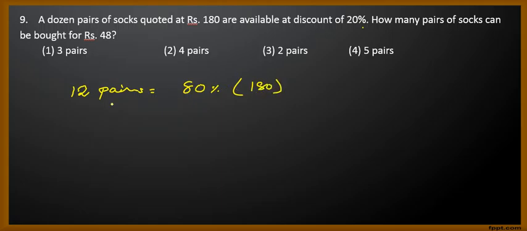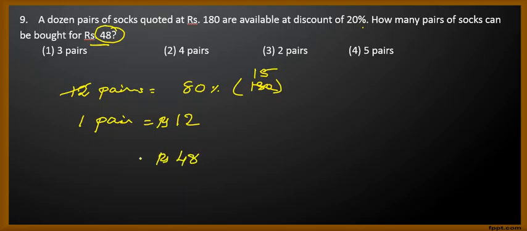The question here is, how many pairs of socks can be bought for 48 rupees? Let us find the one pair cost. One pair will be equivalent to 180 by 12, which is 15. So 80% of 15 is how much? 12 rupees. Now one pair costs 12 rupees. You have 48. With 48 rupees, how many pairs can you buy? Which is nothing but 4 pairs. So the answer is 4 pairs.